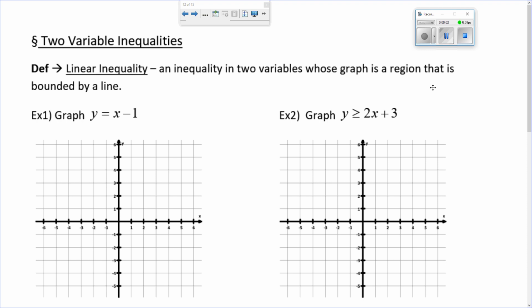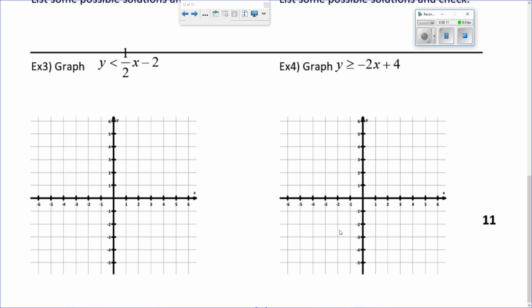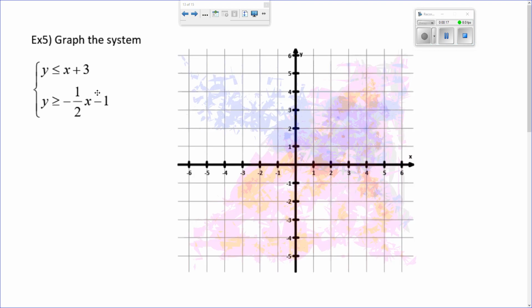Okay, so before you watch this video, I want you to do page 11 because it's review of graphing equations and graphing inequalities. So do this page first, and then you can go on to page 12. Now, page 12, we're going to graph the system of inequalities.